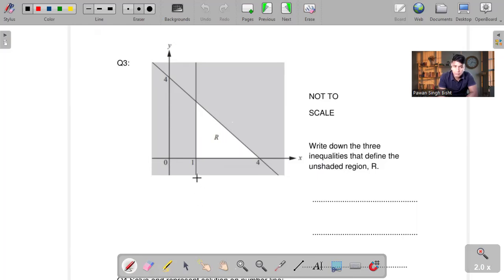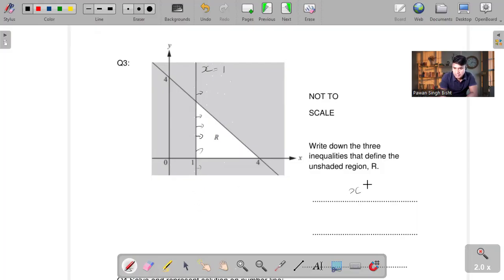Okay. Now, the first is the line passing through x equals 1. This is the x equals 1 line, parallel to the y-axis, and this is the right side of it. So this is the x equals 1 line, and this is the right side of this.